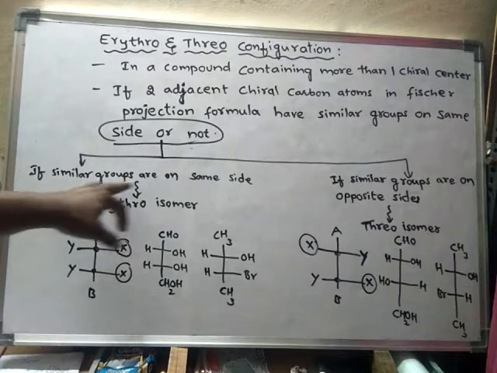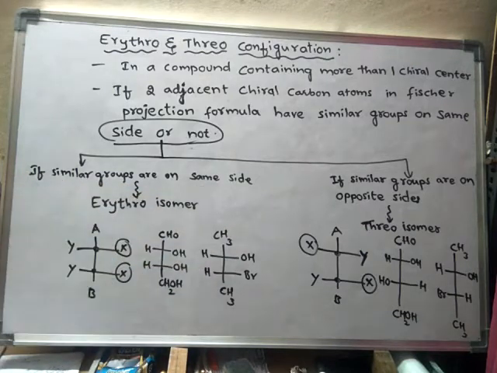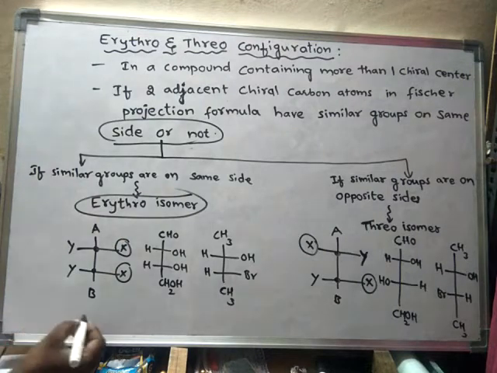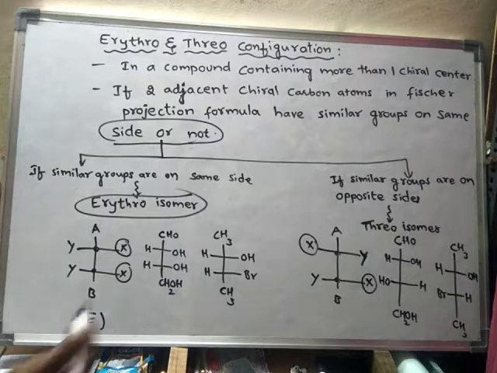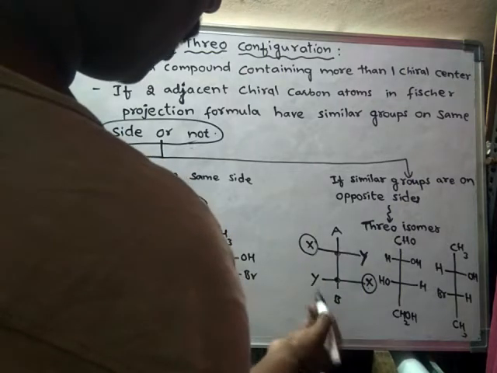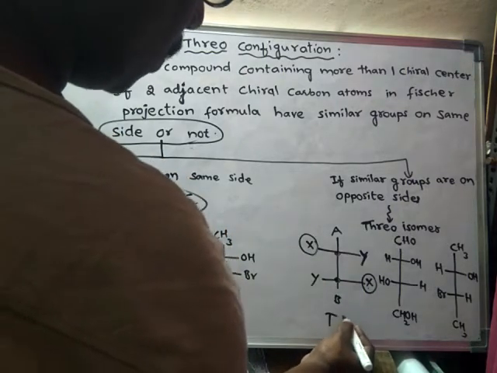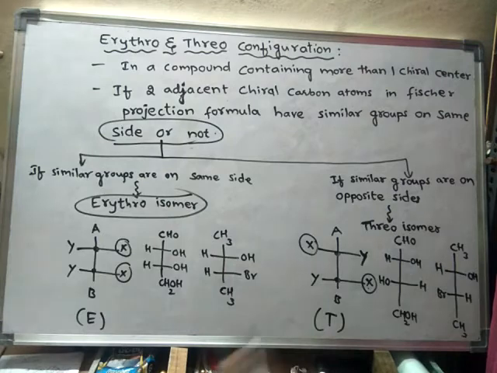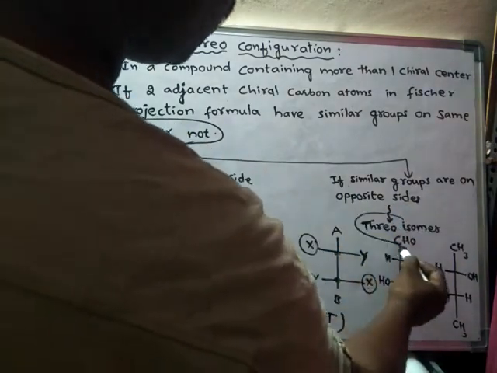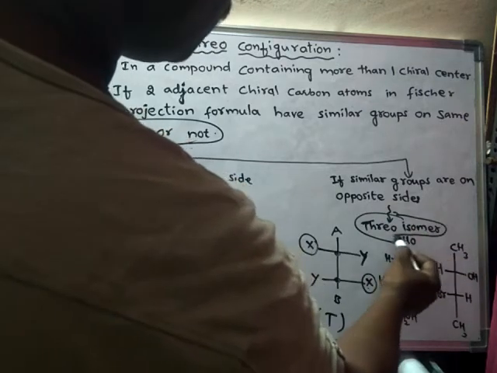If similar groups are on the same side, then it is said to be an erythro isomer. So this is an erythro isomer, because similar groups are present on the same side. Here similar groups are present on opposite sides, hence it is a threo isomer. If similar groups are on opposite sides, then it is said to be a threo isomer.